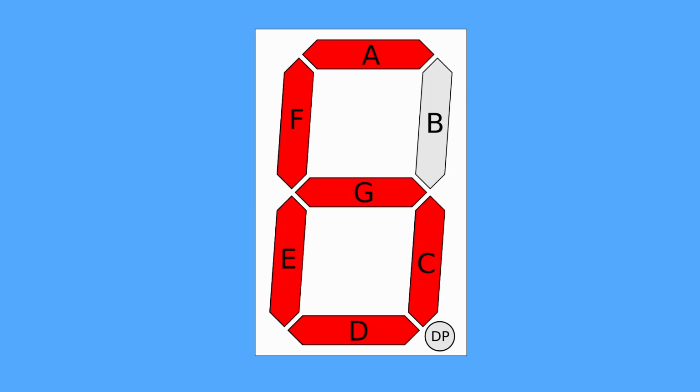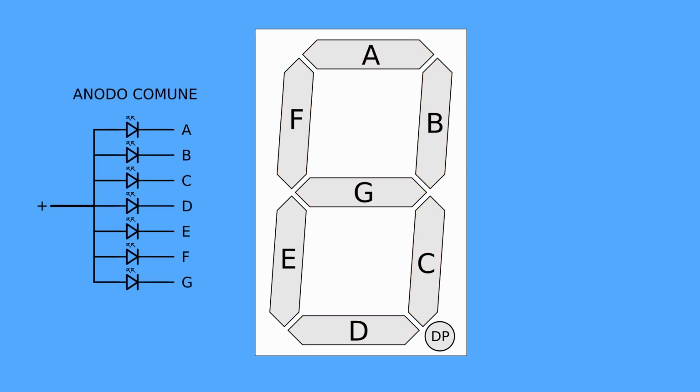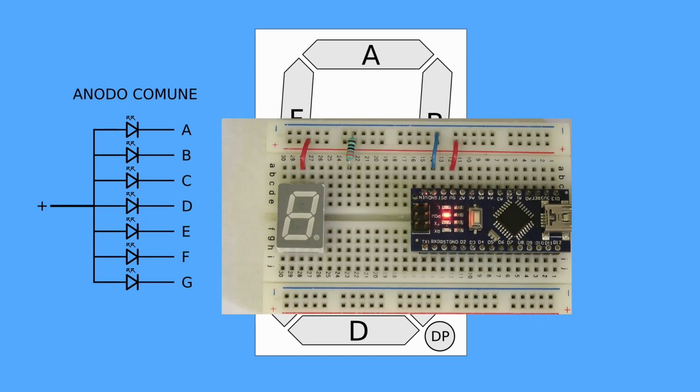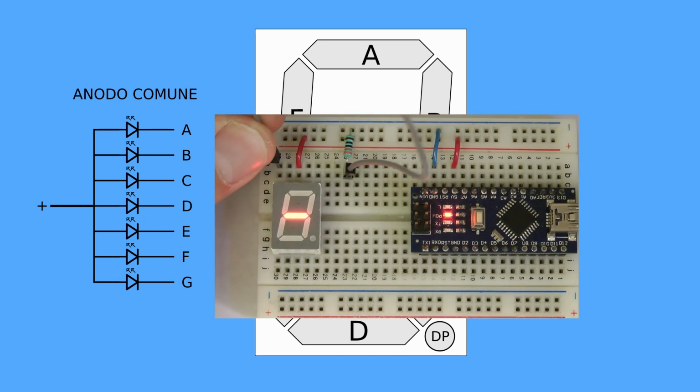7 segments displays can be of 2 types, depending on their internal electrical connections. In common anode models, the anodes of all LEDs are connected together. The common terminal is connected to the positive rail, and every segment can be turned on by connecting its cathode to ground by means of a limiting resistor, as you can see in the video.